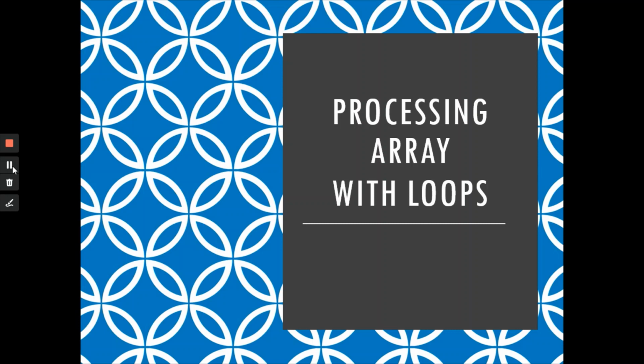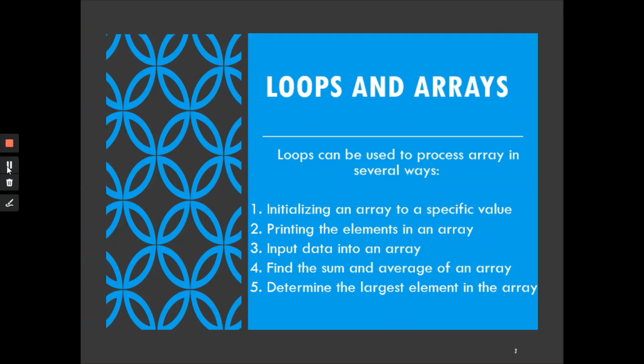In this video, I'm going to explain how to process an array by using loops. So basically, we are going to use a for loop. Loops can be used to process an array in several ways. So I'm going to show you 5 examples here.